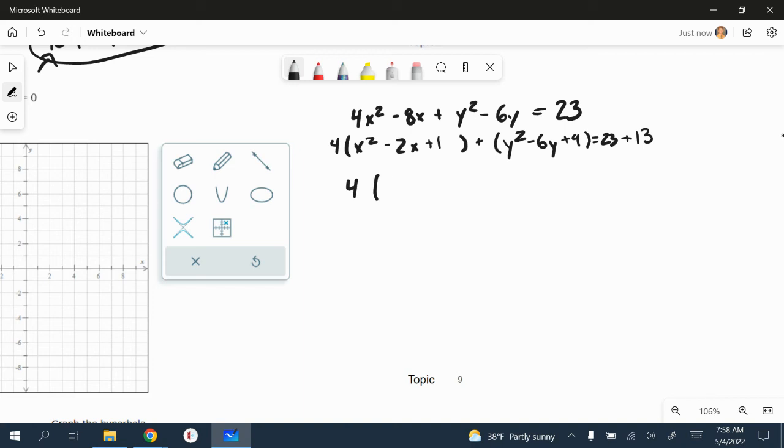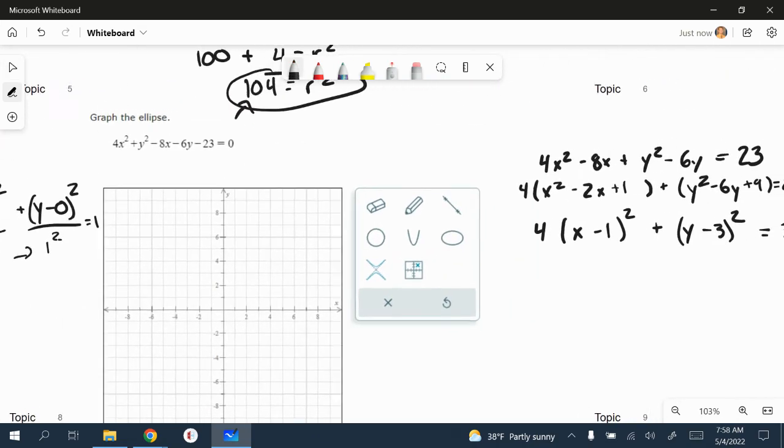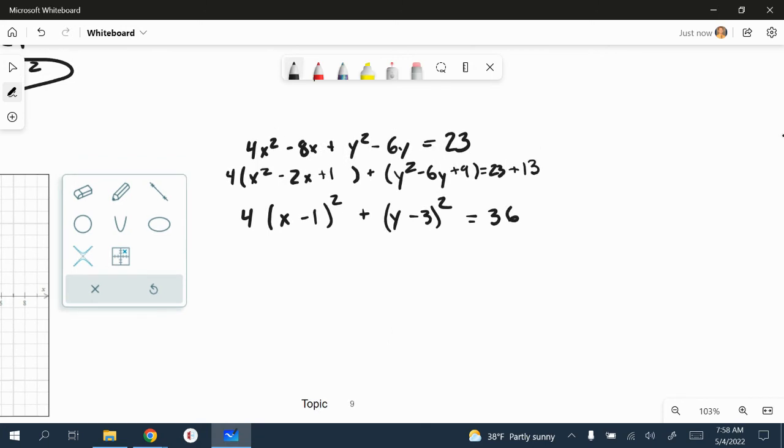Okay, so now we can factor. So 4 times x minus 1 squared plus y minus 3 squared equals 36. And now I'm going to divide both sides by 36 because if you remember our original equation, we need it to be equal to 1 here. The only way we can do that is by dividing everything by 36. If I divide this by 36, this by 36, and this by 36, luckily that's a 4, so this should work out pretty well for us.